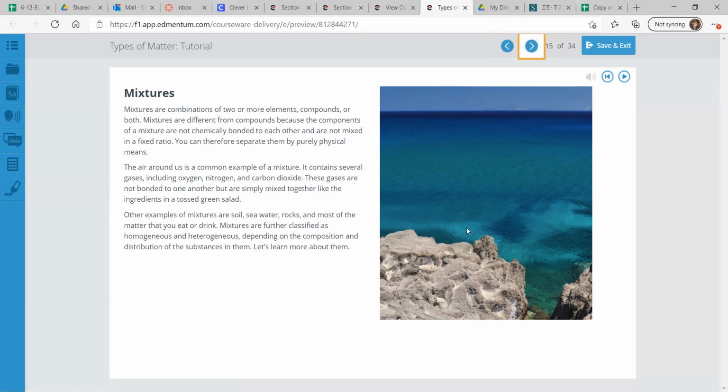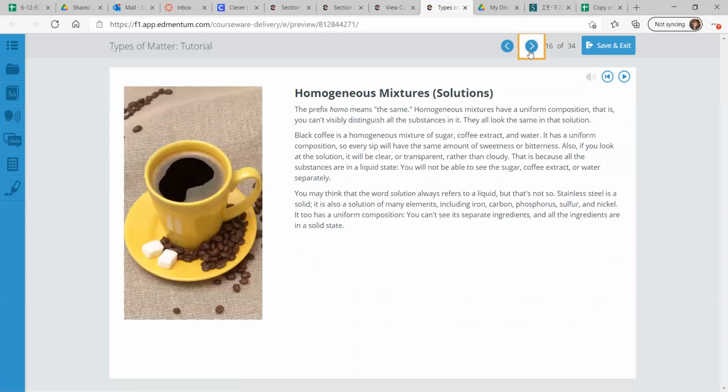Air around us is an example of a mixture. It contains several gases like oxygen, nitrogen, carbon dioxide, but they're not bonded with one another and they're not in any fixed ratio. And we can further classify those into homogeneous mixtures, or solutions.